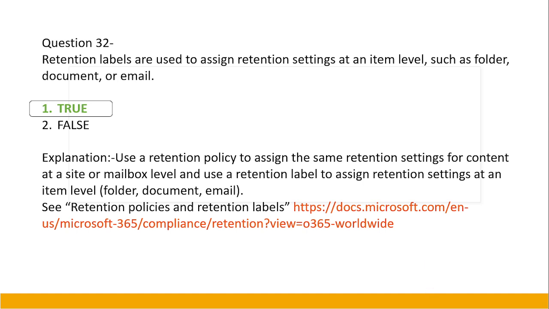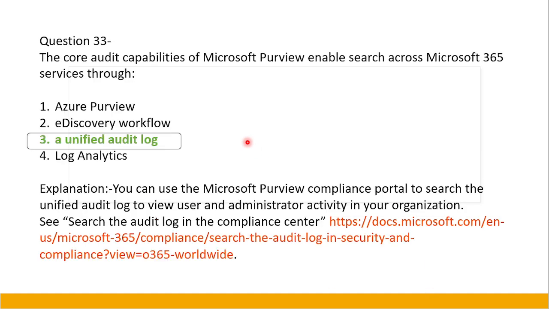Thank you. Question number 33. The core audit capability of Microsoft Purview enables search across Microsoft 365 services through four options: Azure Purview, e-discovery workflow, a unified audit log, number 4, log analytics. You can use the Microsoft Purview Compliance Portal to search the unified audit log to view user and administrator activity in your organization. The correct option here is unified audit log.